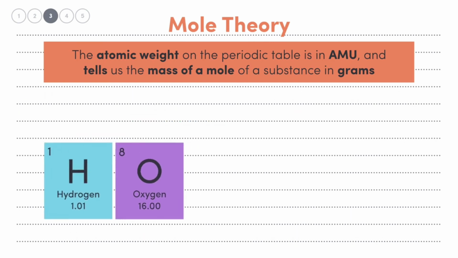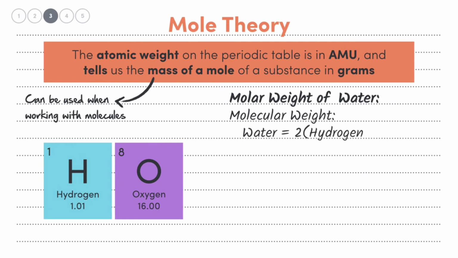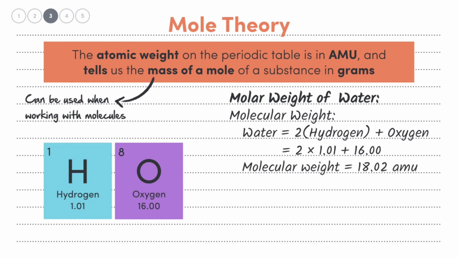We are able to use this same idea when talking about molecules, as these are just combinations of atoms. For example, one molecule of water is made up of 2 hydrogens and 1 oxygen, meaning its molecular weight is equal to 2 times the atomic weight of hydrogen plus the atomic weight of oxygen, which equals 18.02. That means that 1 mole of water molecules will weigh 18.02 grams.